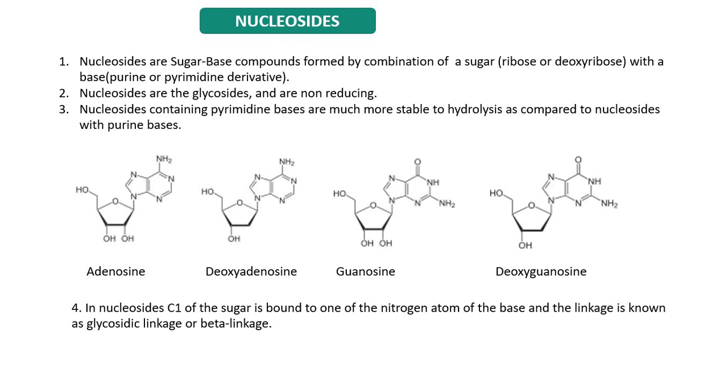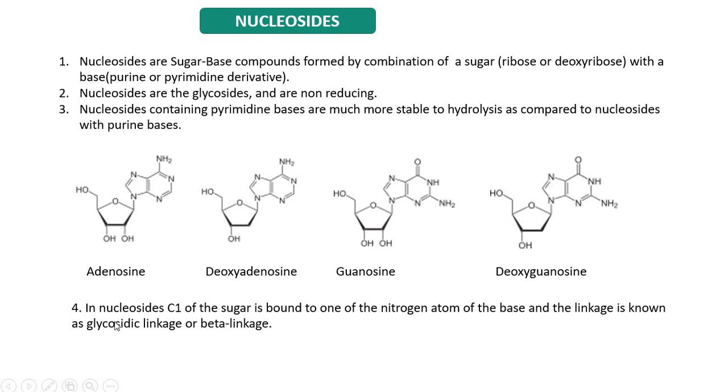Now, in which atoms is this linkage present? Remember that this carbon is the C1 carbon, and this is the C2 carbon. The base is attached to the sugar with this C1 carbon. So the C1 carbon is attached to the nitrogen of the base. Here also the C1 carbon is attached to the nitrogen of the base. In guanosine also, and in deoxyguanosine also, C1 is attached to nitrogen.